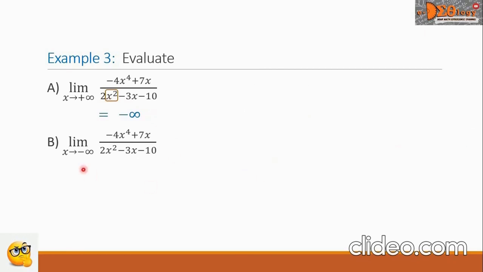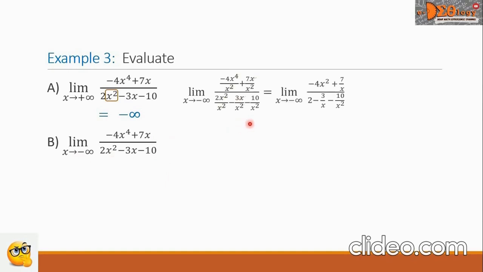Now let us solve for problem B. We can observe a while ago the functions are similar except that problem B is approaching negative infinity. So we will follow similar pattern of solution. So the first step is to divide each term of the numerator and denominator by the highest power of the denominator. So we have this expression. The next step is to simplify some fractions, and we rewrite the simplified fraction.